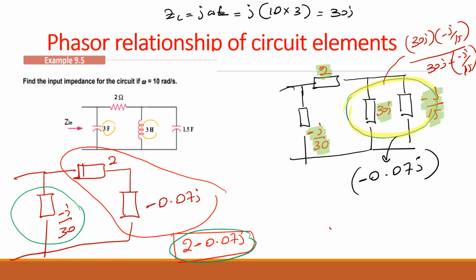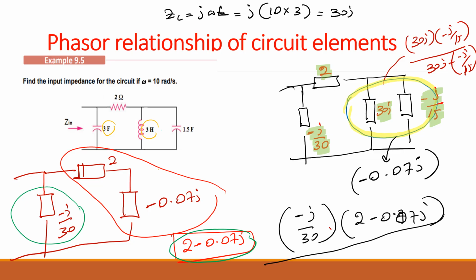Now it's up to you. You can do whatever you want. So that will be negative j over 30 times 2 minus 0.07j divided by, you add these two together. When you add these two together, you have to add them like 2 minus 0.07j minus 1 over 30j. Am I right? Is it clear or not? I'm going to delete some of these ones, otherwise I don't have enough space.